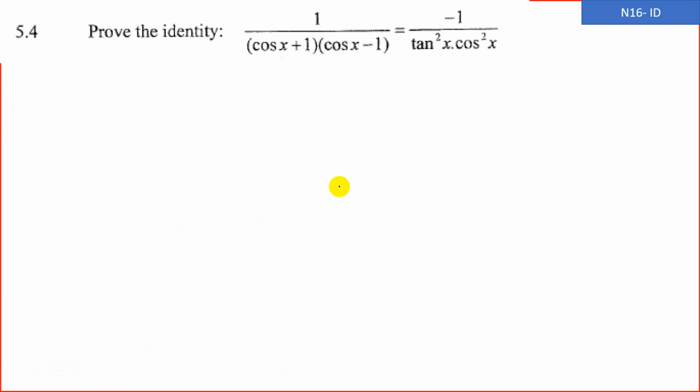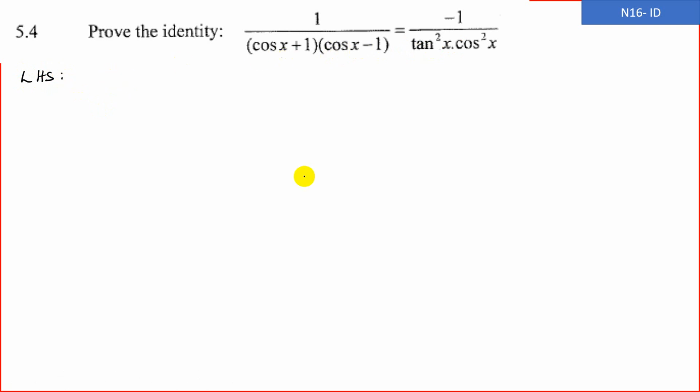In this one, it says, prove the identity 1 over cos x plus 1 into cos x minus 1 is equal to minus 1 tan squared x over cos squared x. So we're going to start on the left-hand side. Remember, you can also start on the right-hand side. Doesn't matter, as long as you get to the other side.